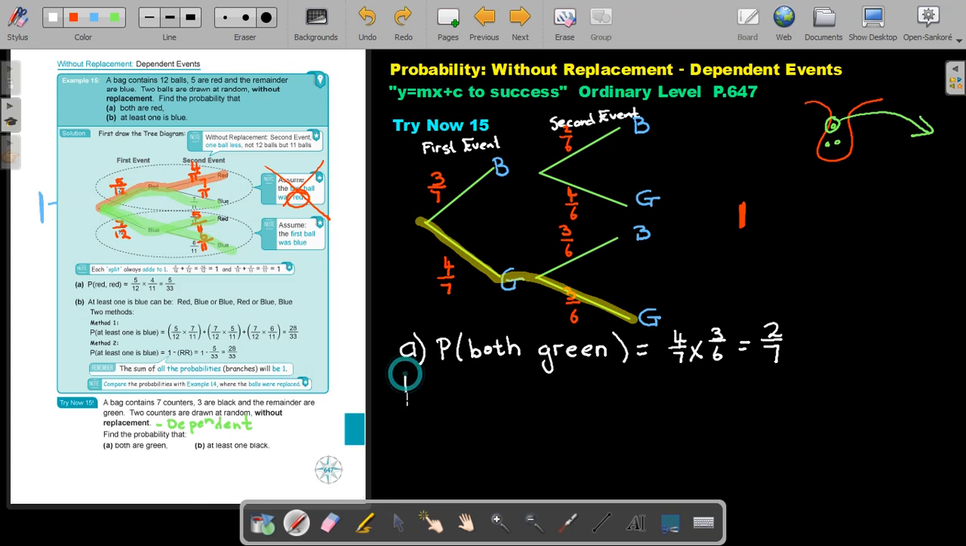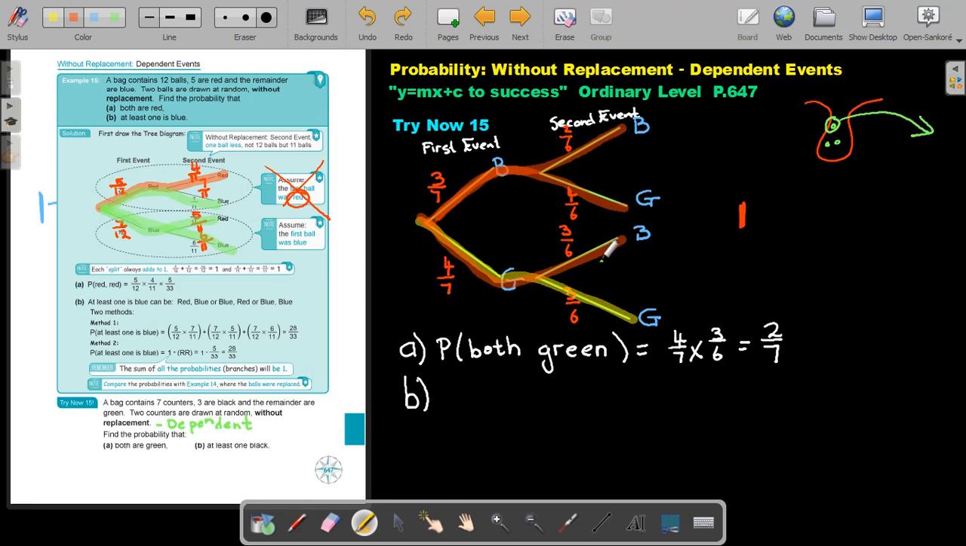Okay. Then number B, at least one is black. Now, at least one is black. Let's just find that. So it can be, 2 can also be black. So, okay, let's just get another color. I just don't want to use the same color. So, it can be black, black, or it can be black, green, or it can be green, black. Can you see? It's actually the red ones.